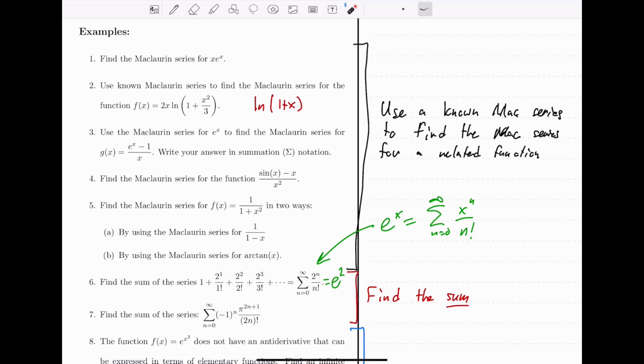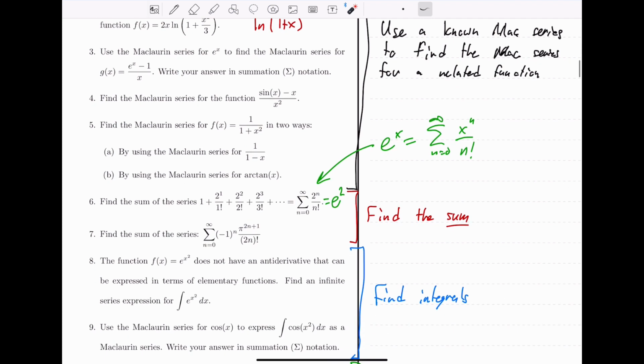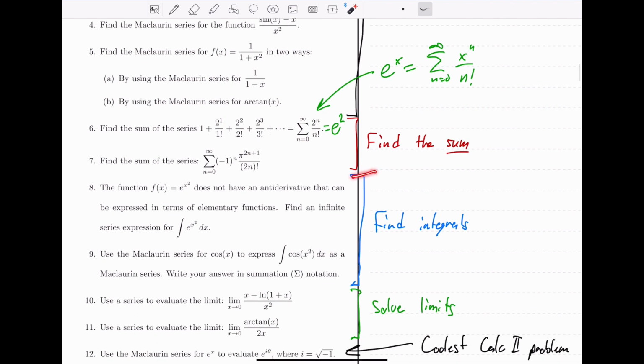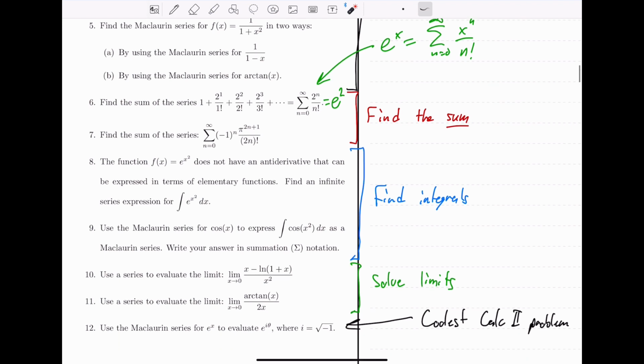At this point, we've seen how to use Maclaurin series to find related functions' Maclaurin series. We've seen how to use Maclaurin series to find the sum of certain non-geometric, non-power series. And then we saw a couple of really cool integral problems that we solved using Maclaurin series. For this video, we're going to solve a couple of limit problems using Maclaurin series, and then we have what is possibly the very coolest problem in all of Calc 2.